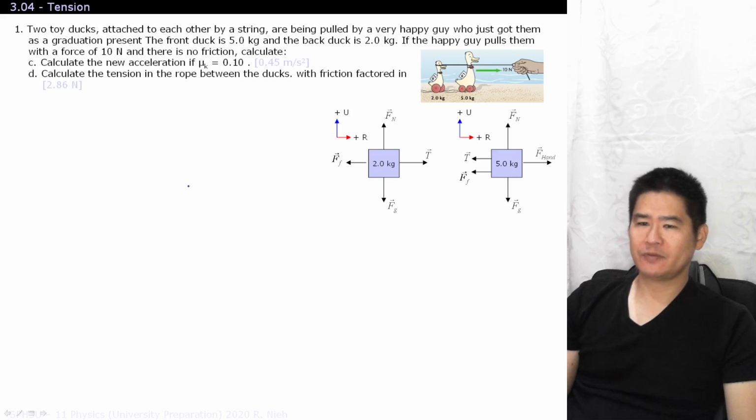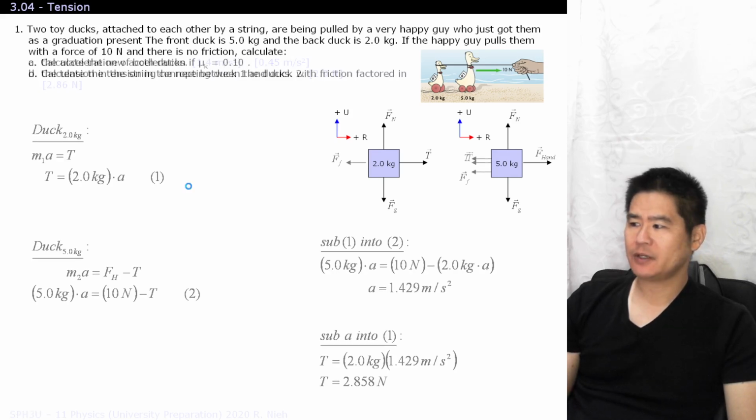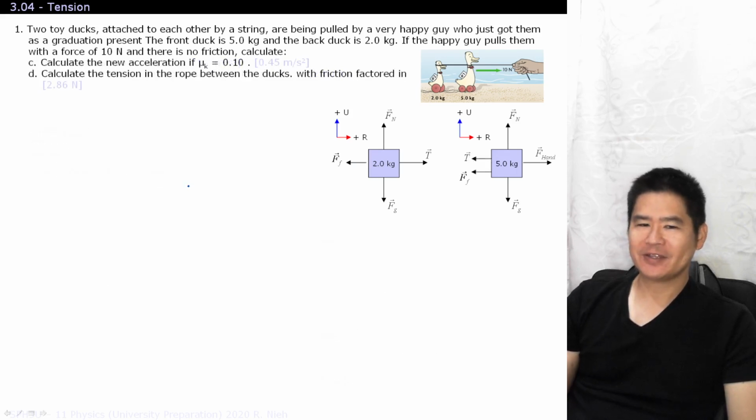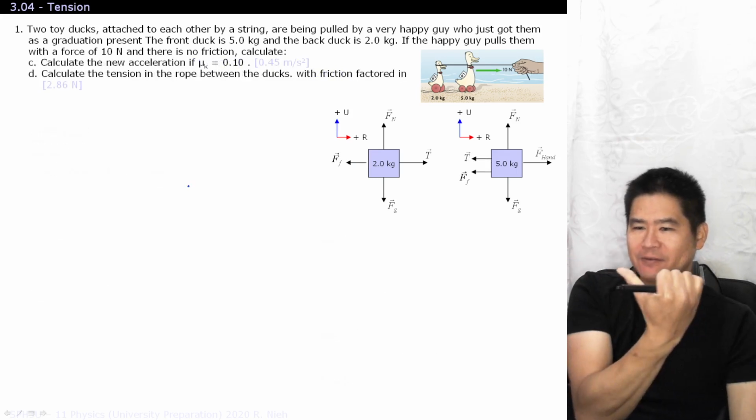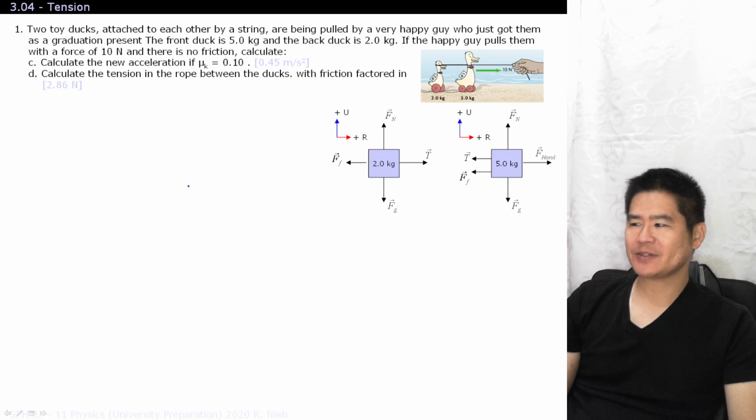Well, what if friction was involved? Now you have to think about which way friction will travel. I think I have it animated out. All right, so if you're pulling the ducks towards the right, the force of friction will be towards the left.